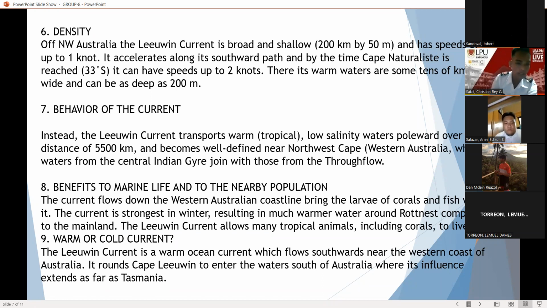Warm or cold current. The Leeuwin Current is a warm ocean current which flows southwards near the western coast of Australia. It rounds Cape Leeuwin to enter the waters south of Australia, where its influence extends as far as Tasmania.